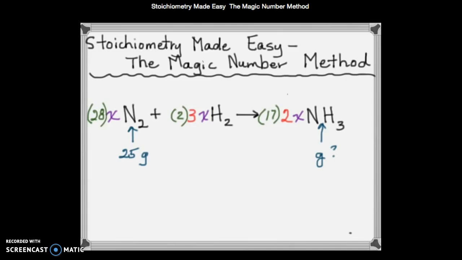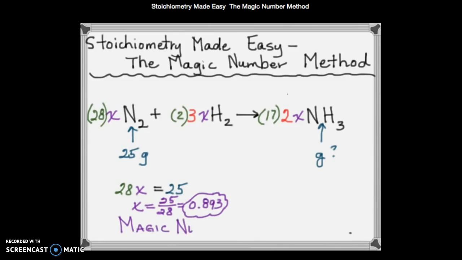Here's how it works. You simply solve for x. X is your magic number. 28x equals 25. So x equals 25 divided by 28, or 0.893. That's our magic number for this problem. It'll be different for every problem that you do. Here's how you use it.